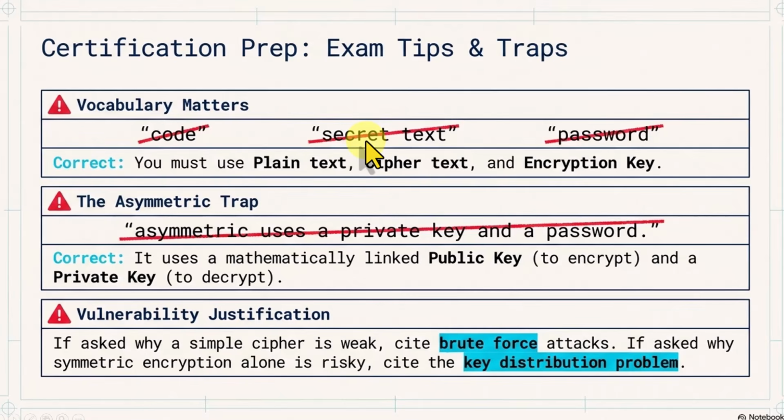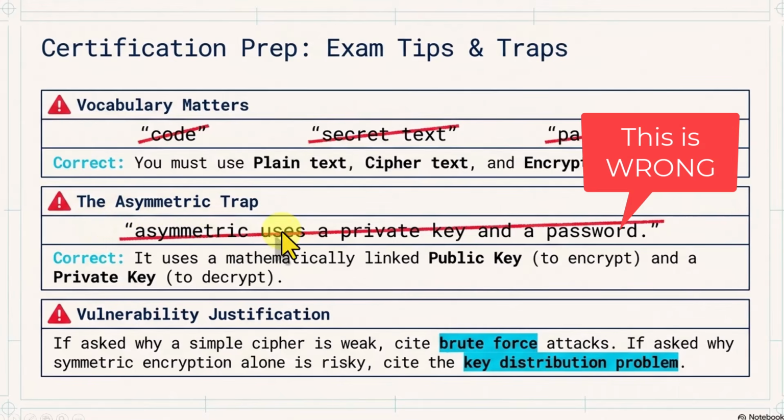So let's have some exam tips and traps. First of all, vocabulary matters. In the text you cannot write code or secret text or password. You must use words like plain text, ciphertext, or encryption key. So you must know these keywords. Then the asymmetric trap: asymmetric does not use a private key and a password. It uses a mathematically linked public key to encrypt and a private key to decrypt. So you have to know that.